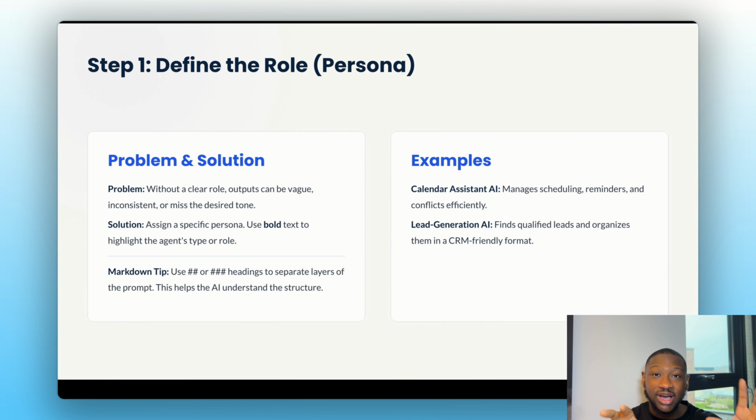So now, the first step, defining the role, which is the persona of the AI agent. Without a clear role, outputs can be vague, inconsistent, or miss the desired tone that you're looking to achieve. And here's the solution. You assign a specific persona using the bold text markdown to highlight the agent's type of role. So you can use this, which is basically heading 2 or heading 3, to separate layers of prompts. And this helps the AI agent understand the structure. An example could be, here's a persona, a calendar assistant. Let's say you're a calendar assistant that manages scheduling, reminders, and conflicts efficiently. Another one could be your lead generation AI agent that finds qualified leads and organizes them in a CRM-friendly format. That is a persona. I'll show you a practical guide to applying all of this easier.